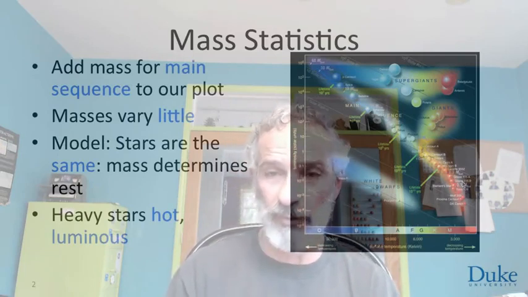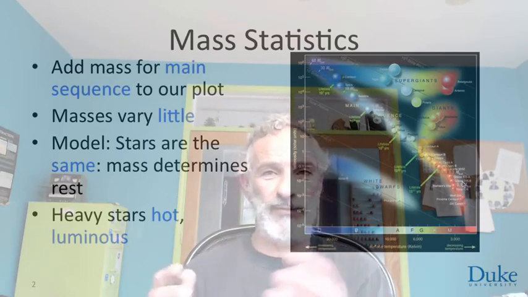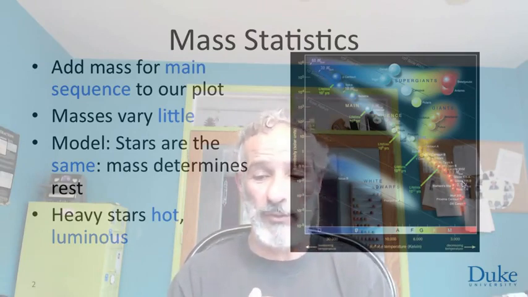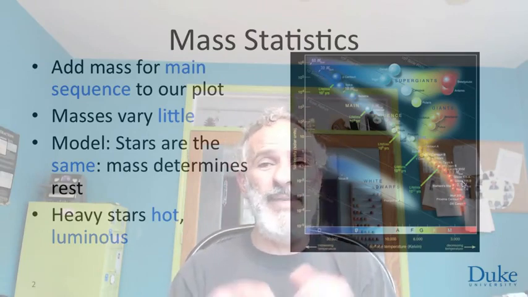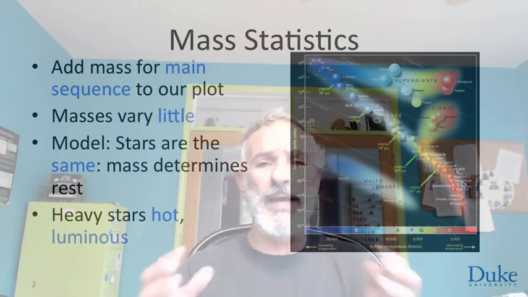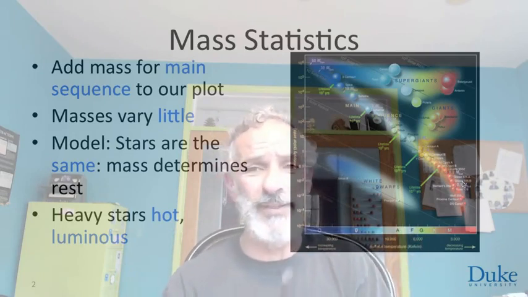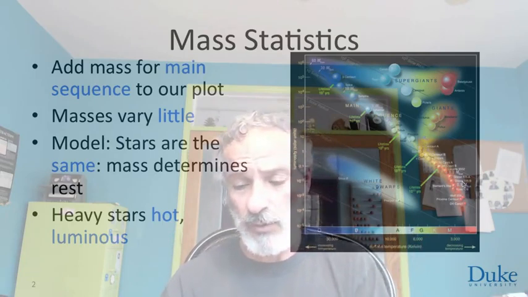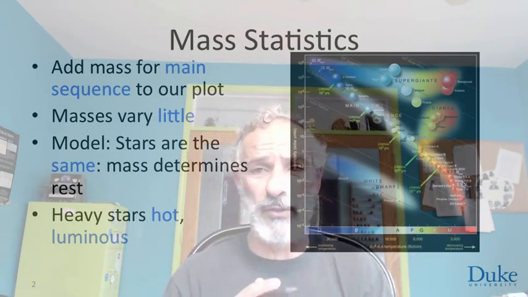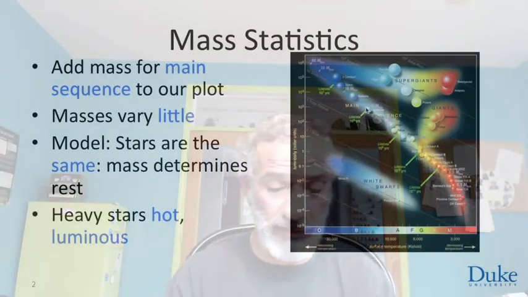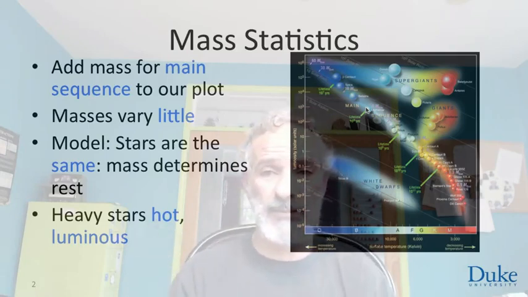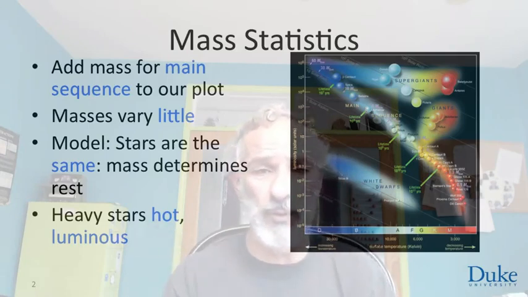Way down where the red dwarfs reside, masses of stars are as small as 1/10 of a solar mass, but not much smaller than that. And the biggest, most luminous, hottest main sequence stars top out at 50 solar masses. We rarely find anything even up there. So by measuring a few stars along the main sequence, we can figure out the mass at a point along the main sequence. The main story is that the heaviest stars are the hottest and the most luminous.